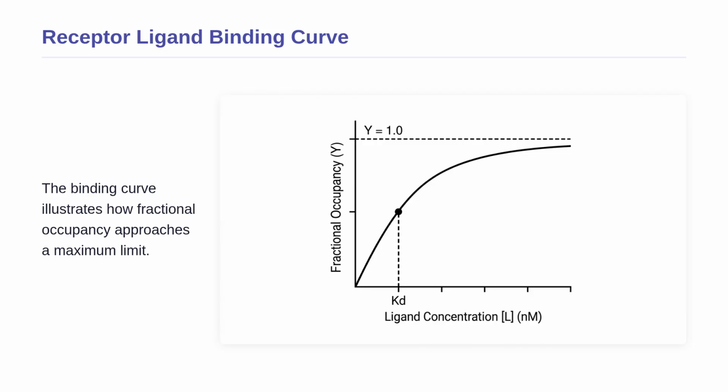A critical point on this graph is where the fractional occupancy is exactly 0.5. If you trace this point down to the horizontal axis, it aligns perfectly with the dissociation constant, Kd. This visually proves our earlier rule. When ligand concentration equals Kd, half the receptors are occupied.